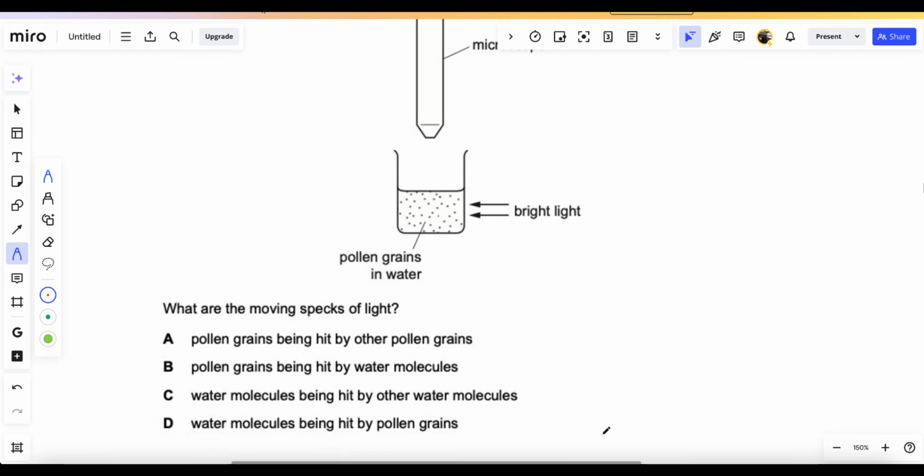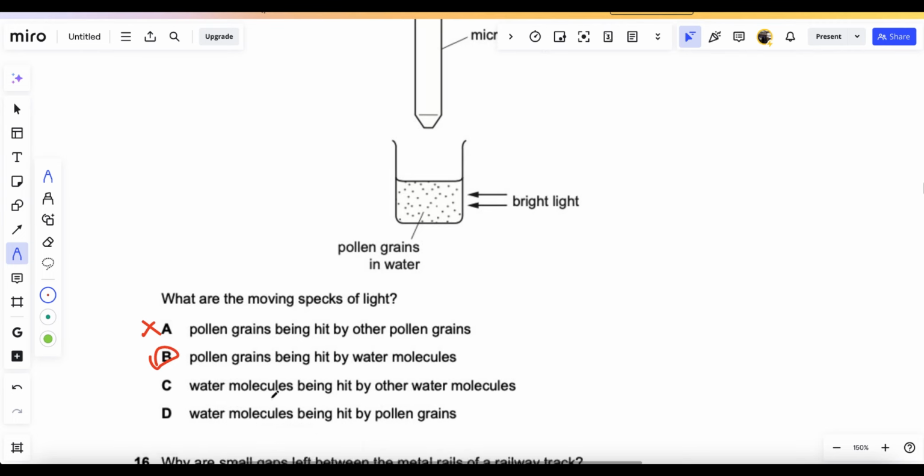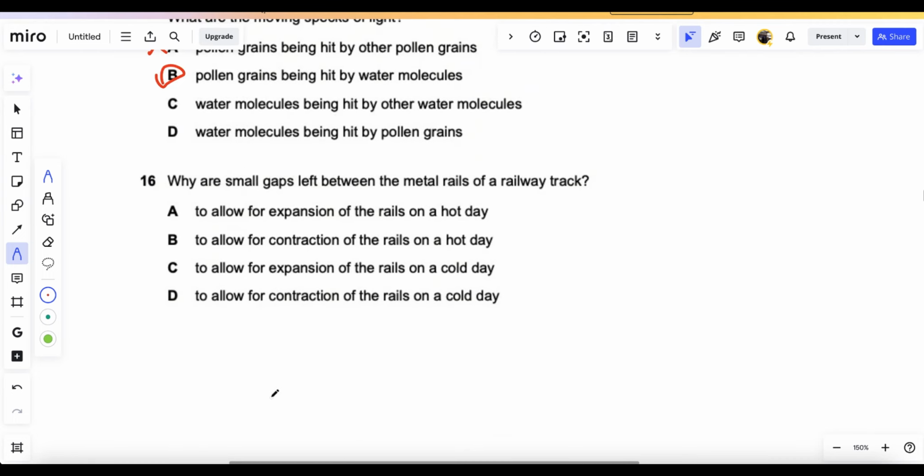Now, what is the moving speck of light? You say pollen grains are hit by other pollen grains. No. Pollen grains are hit by water molecules. Correct, so we go for this. It's not water, it's about the pollen grain. Okay, we move to question 16 to save time.